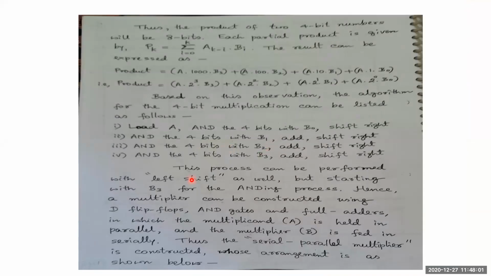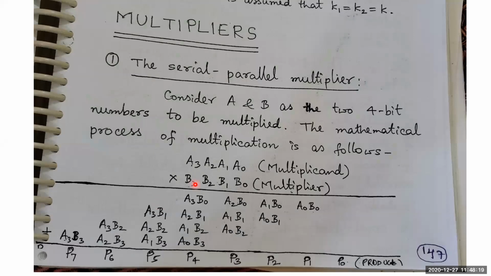Now this process can be performed with the left shift as well. We can even write the algorithm with the left shift. But in that case, you start with B3 for the ANDing process. In the right shift, you start with B0. If you want to do it with the left shift, you start with B3, from the utmost part. Okay, that will be done.